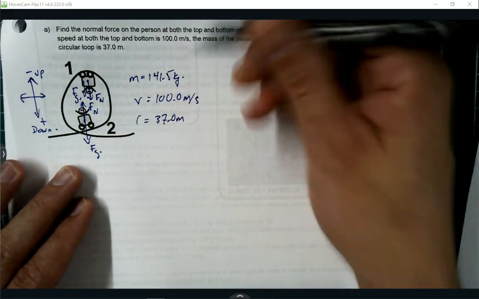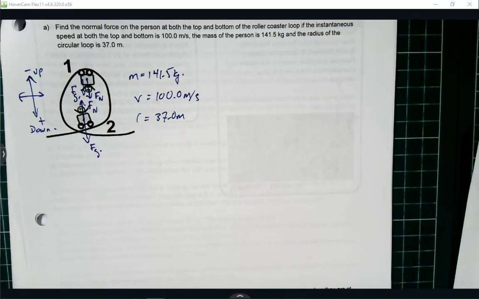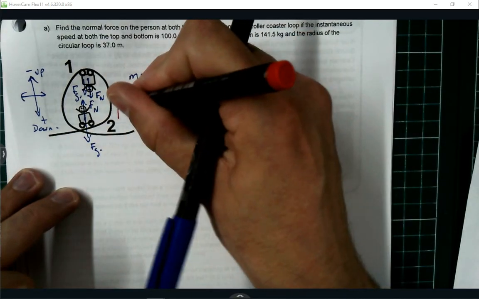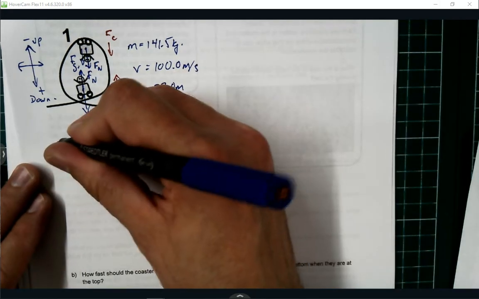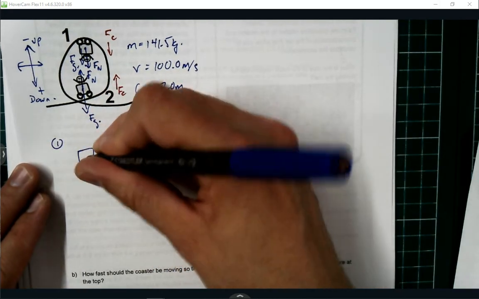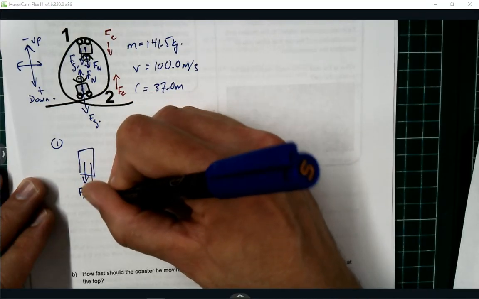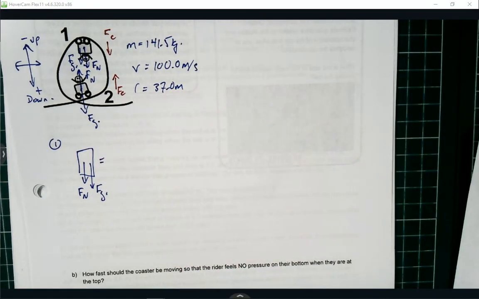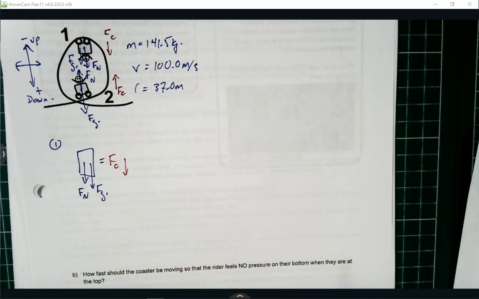37.0 meters for the radius of curvature. Notice that's the radius, not the diameter this time. And I know that at the bottom, the FC would be up, and at the top, the FC would be down. So when I draw my free body diagrams for this, I'll start with scenario 1. That's when you're at the top. F normal is down, FG is down, and then not attached to the free body diagram, separate, FC is down.